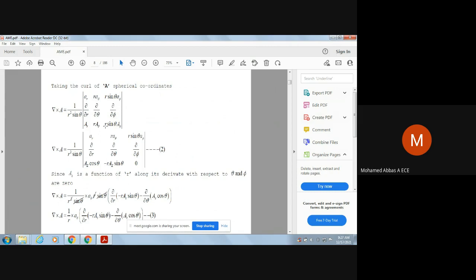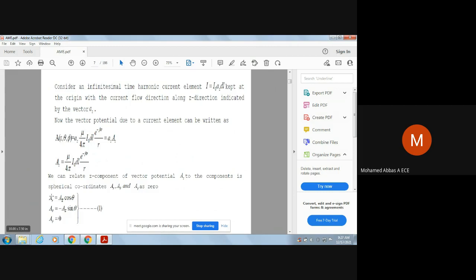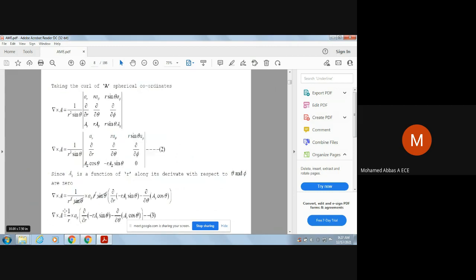So before going to expand, we need to substitute, because already we have found AR, A theta and A pi. We have the relation. So those equations have to be substituted in this matrix. So the matrix gets modified as in equation number 2. Now we can say that the function az is with respect to r, so the derivative terms with respect to theta and pi become 0.